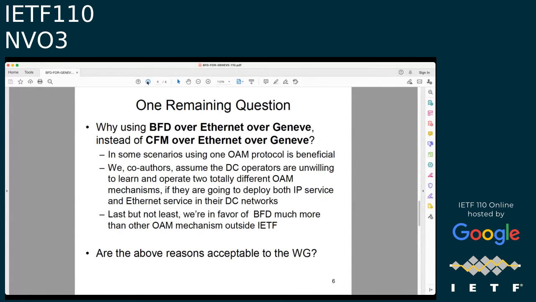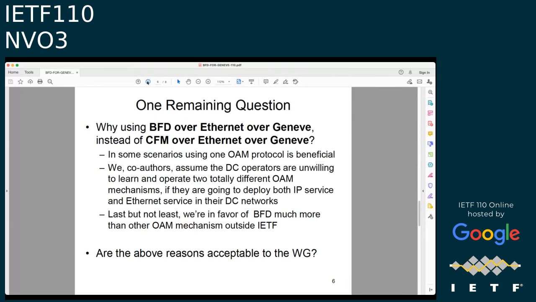So with the open issues and resolutions, why do we need to use BFD over Ethernet over Geneve instead of CFM over Ethernet over Geneve? I think this is a remaining question. There are three reasons for answering this question from the authors. Number one, in some scenarios, using one OAM protocol is beneficial. For example, that can reduce the amount of code. If we use both BFD over IP over Geneve and CFM over Ethernet over Geneve, then different sets of code are needed.